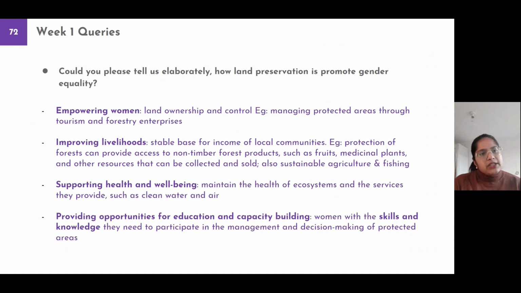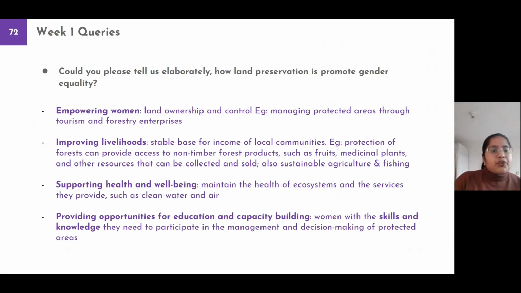First, it empowers women to take up land ownership and control. For example, when protected areas through tourism and forestry enterprises are given to local villagers, women take up a more active participation in ownership and control. I will give a case example of this in the next slide. The second instance is that it improves the livelihoods of the local communities by providing them a stable base for earning income through these protected areas and preserved lands.